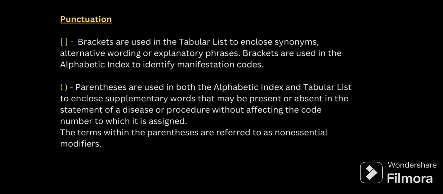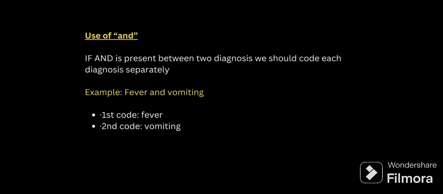And next is punctuation. We have two types of punctuation: one is square brackets and the second is curved brackets. If anything is given inside the square brackets, it is called a synonym of the code, and anything given inside the curved brackets is a non-essential modifier explaining whether the condition is acute or chronic.